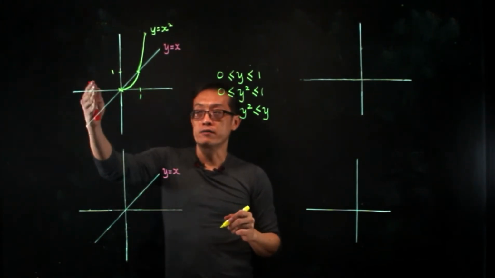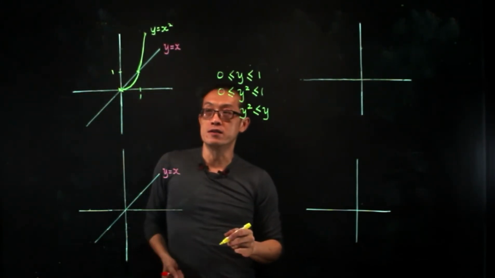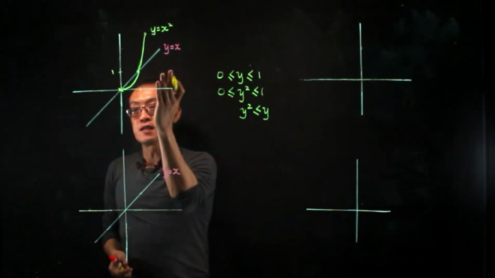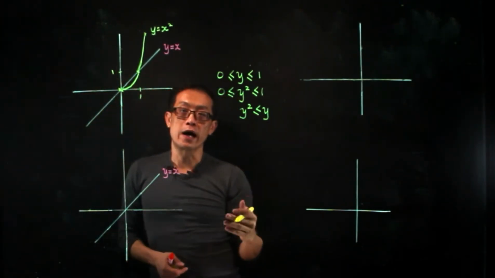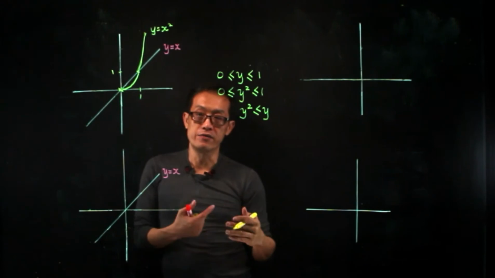Now, how about this side of the graph when x is less than 0? It is just a reflection because y equal to x squared is an even function.